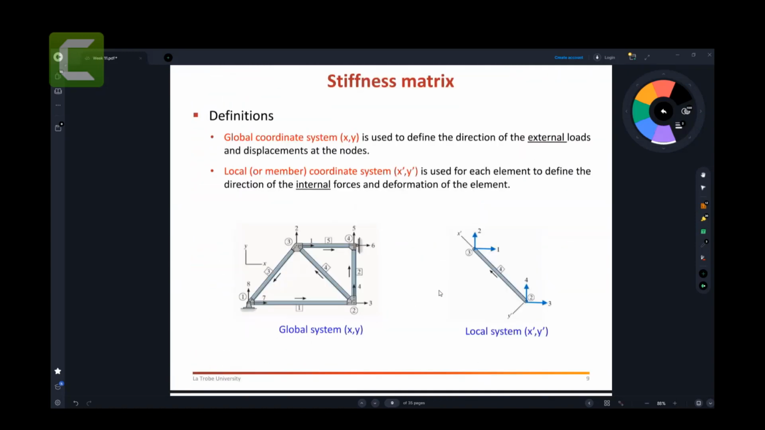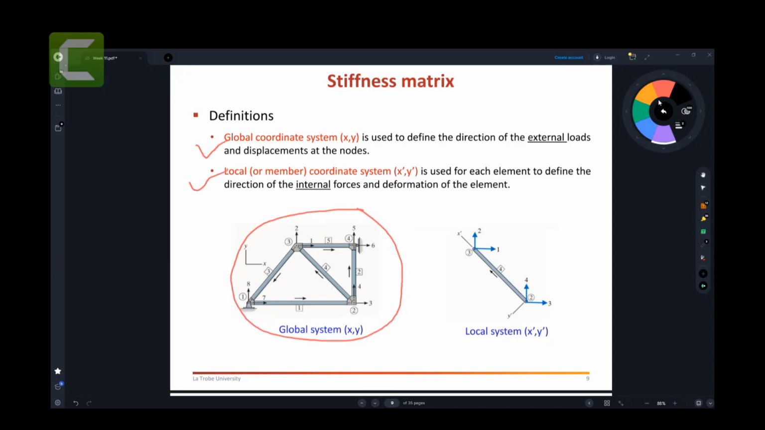Now, next one, when you take the trust systems, you have two kinds of systems. One is a global system, another one is a local system. Now, what is the global system?